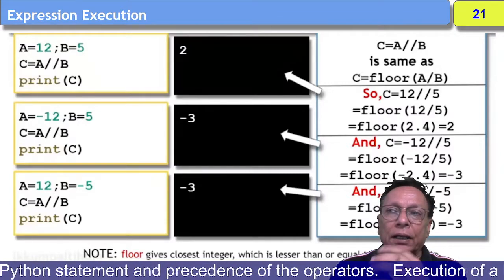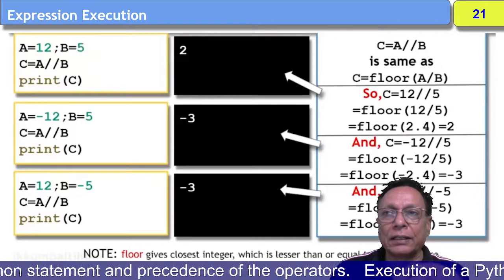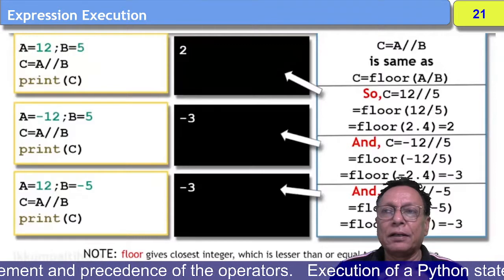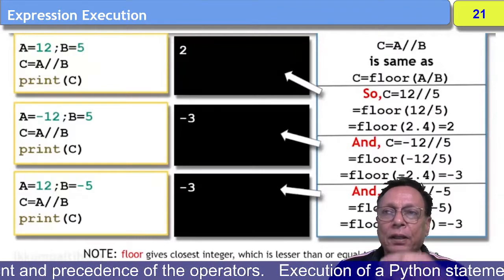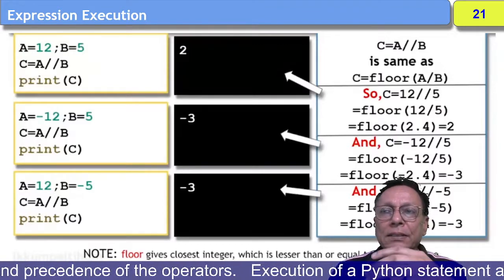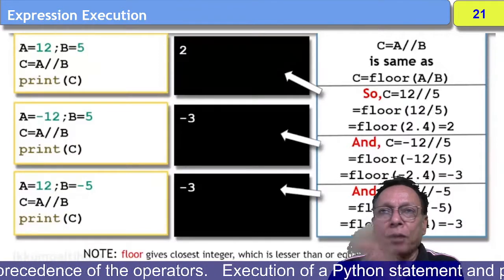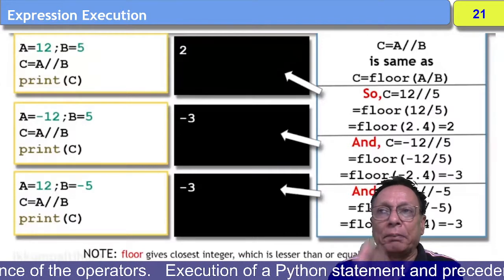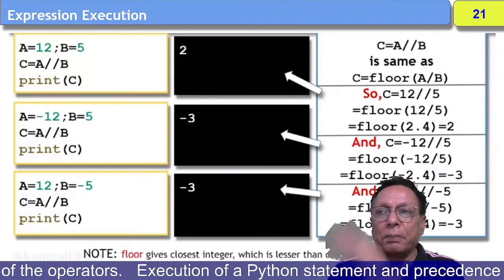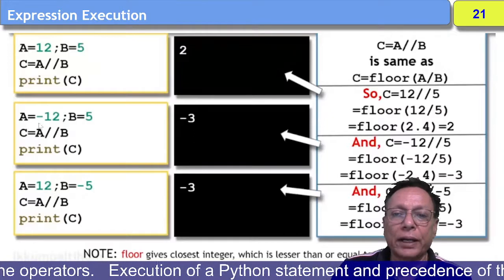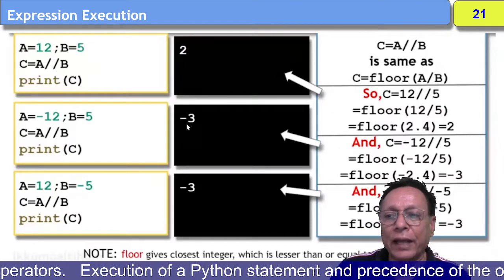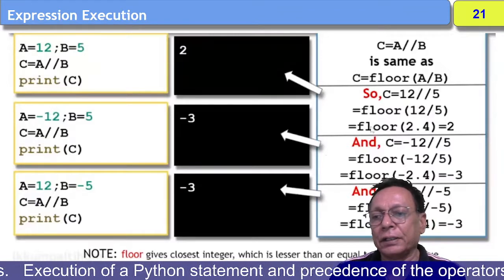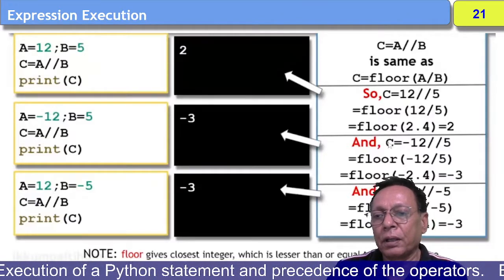In this case, the number line comes into effect. When you divide minus 12 by 5, the quotient should be minus 2 or minus 3, whichever is less. So the lesser one is minus 3. So the quotient is minus 3 this time. And that is why it gives -3. And if you apply the floor function, this will also give you -3.